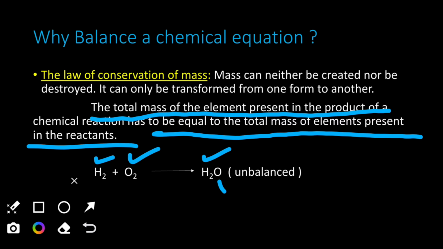Balancing means counting the number of atoms of each element on the reactant side. They should be equal to the number of atoms present on the product side. Why there is a need to balance: the law of conservation of mass. Mass can never be created nor be destroyed. So the total mass of the elements present on the reactant side should be equal to the mass of the elements present on the product side.